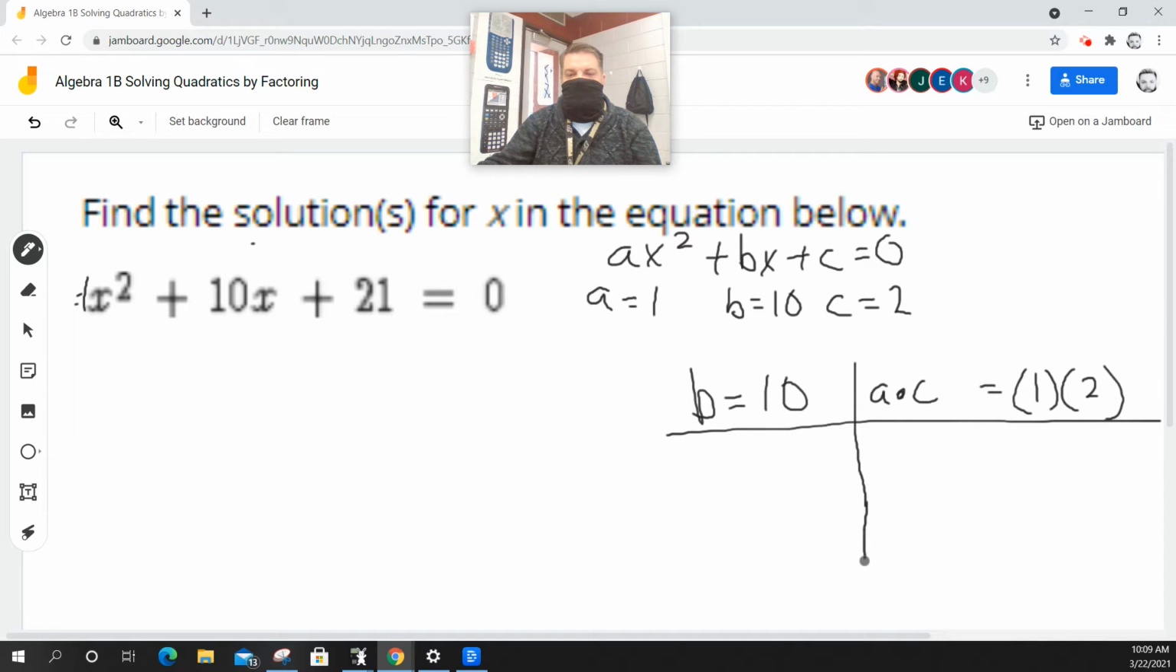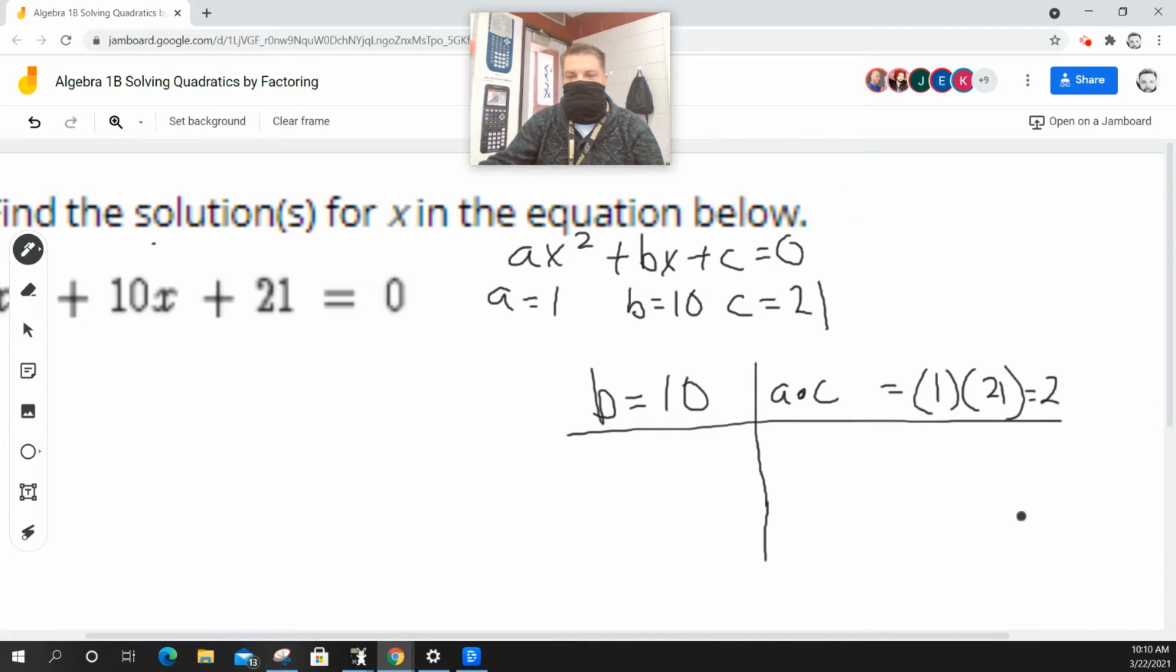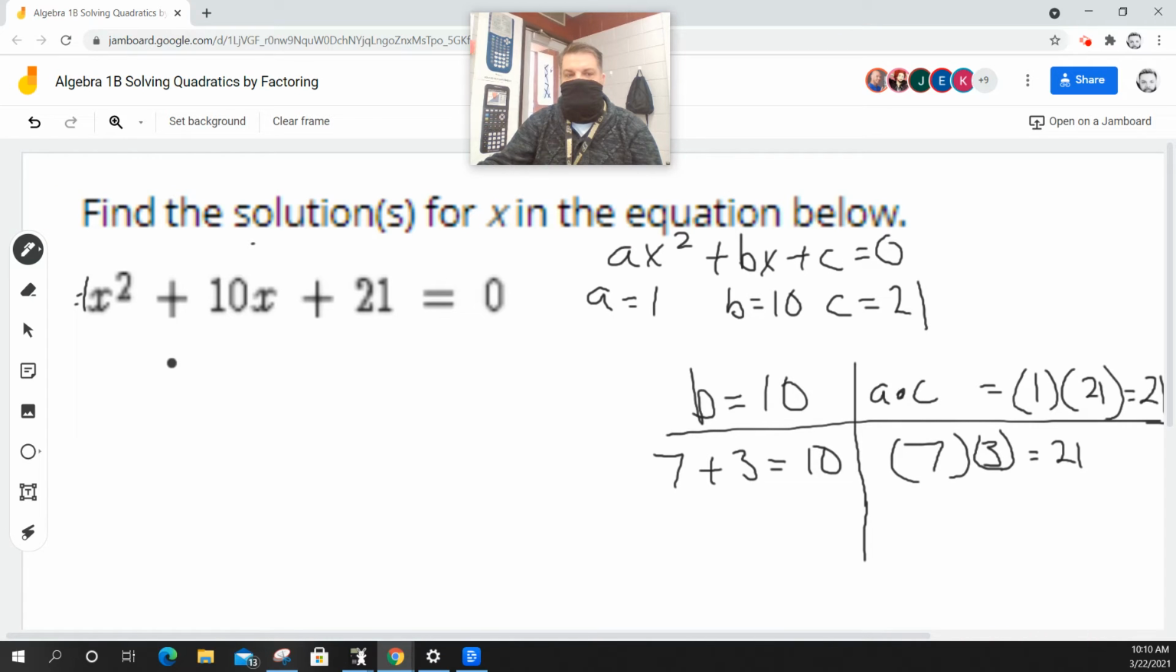So the AC method works like this. I need to think of two numbers that when I multiply them, they equal 2. But when I subtract them or add them, they equal 10. Oh, wait, it's 21, not 2. So this is 21. All right. It's 7 and 3, right? 7 times 3 equals 21. And 7 plus 3 equals 10. So what does that mean?